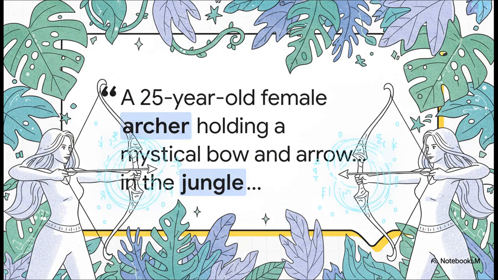So let's use our formula with this prompt right here. Just look at all the detail packed in. We have the age and the subject, the action of holding the bow, the jungle location, and all those cool style elements like mystical and futuristic. This is the level of context that really gets you incredible results.